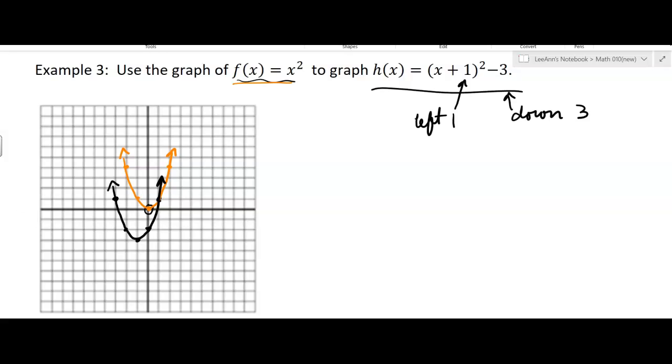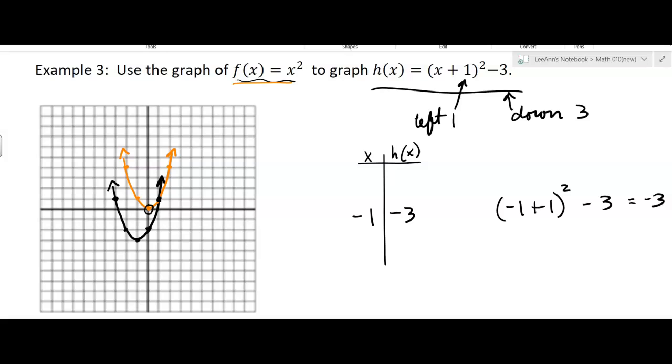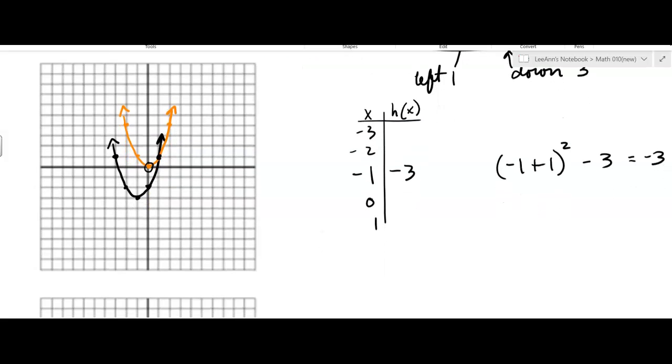And you could also make a table of values. If you're going to make a table of values here, you want to pick where that middle point is, that origin type point, which is going to be -1. When you put in -1 plus 1, you're going to get 0. And then 0 squared is 0, and then here you're going to get -3. And that's what we wanted. You can see that from the transformations. Then you could just pick points to the left and to the right, and that would give you the same parabola, but you'd have to calculate each one of them. So it's probably easier to do the transformation, but you may feel more comfortable doing the table of values.